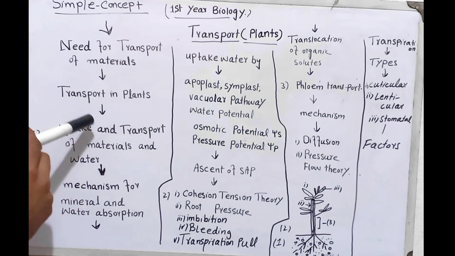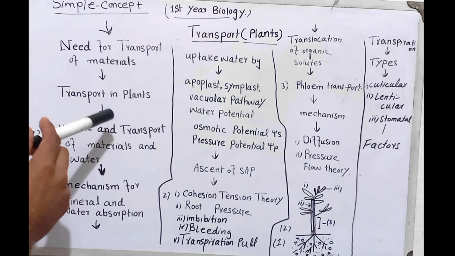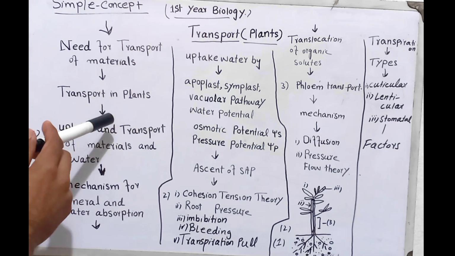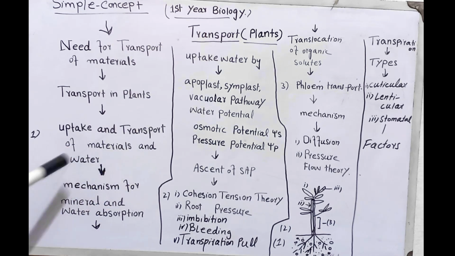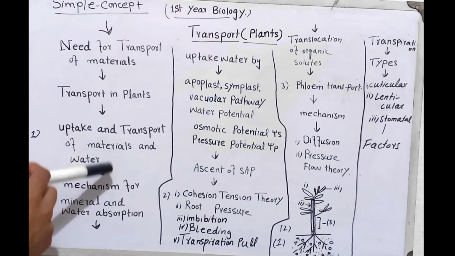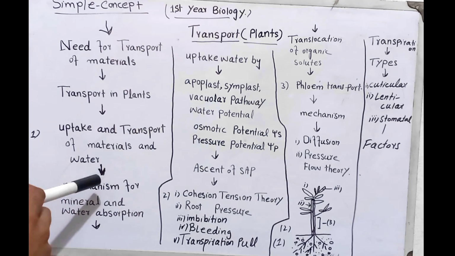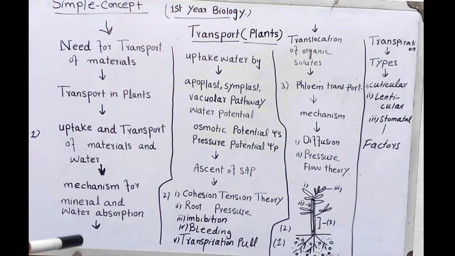How does the transport of water and solutes in plant tissues happen? Uptake and transport of materials and water. Which types of mechanism do they use to absorb water and materials from the soil? Materials like zinc, phosphorus, sulfur, and a number of other nutrients. So the mechanism is like that.